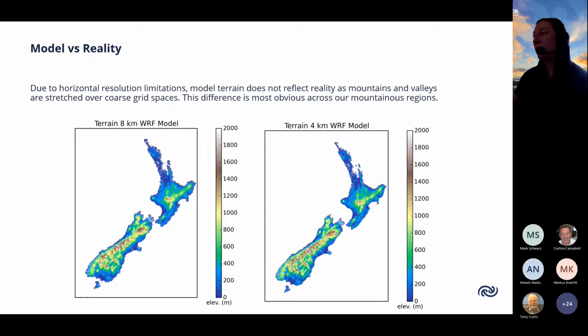And so I've got a graphic here of what the terrain looks like across the country for the 8 kilometre and the 4 kilometre WRF. And so you'll see the 8 kilometre is coarser. It doesn't get the details as well as the 4 kilometre. So for the likes of Ruapehu and Mount Taranaki, you can see that the heights are higher and better resolved in the 4 kilometre than the 8 kilometre. And yes, the 4 kilometre is better, but it's not perfect.